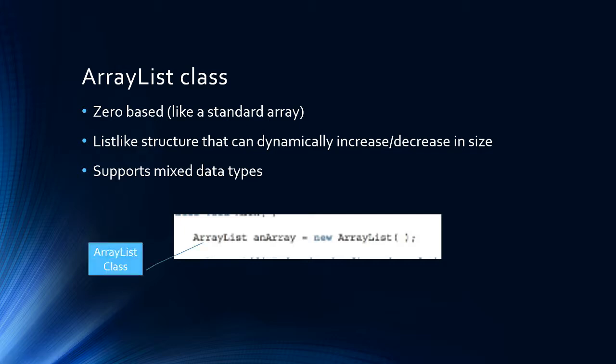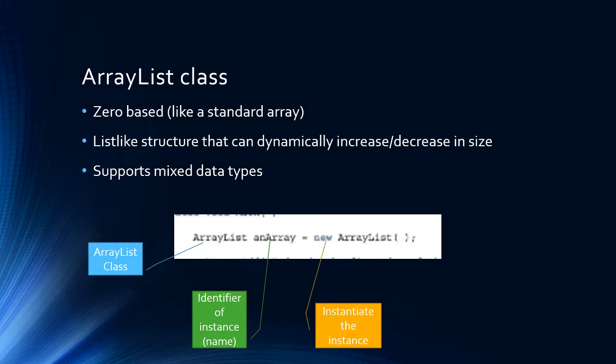Our syntax is our ArrayList class name, followed by the identifier or name we want to give this instance of the ArrayList. The new keyword says to instantiate the instance as an ArrayList object.